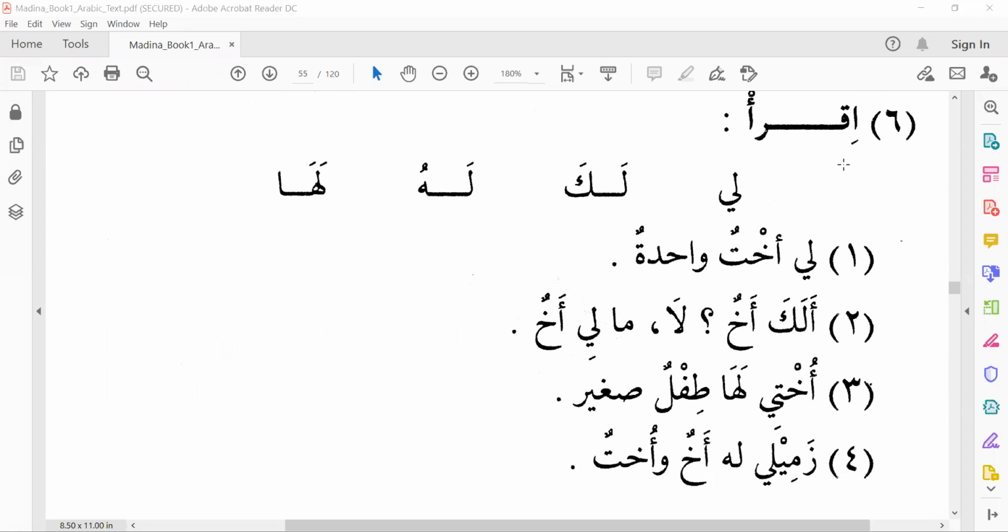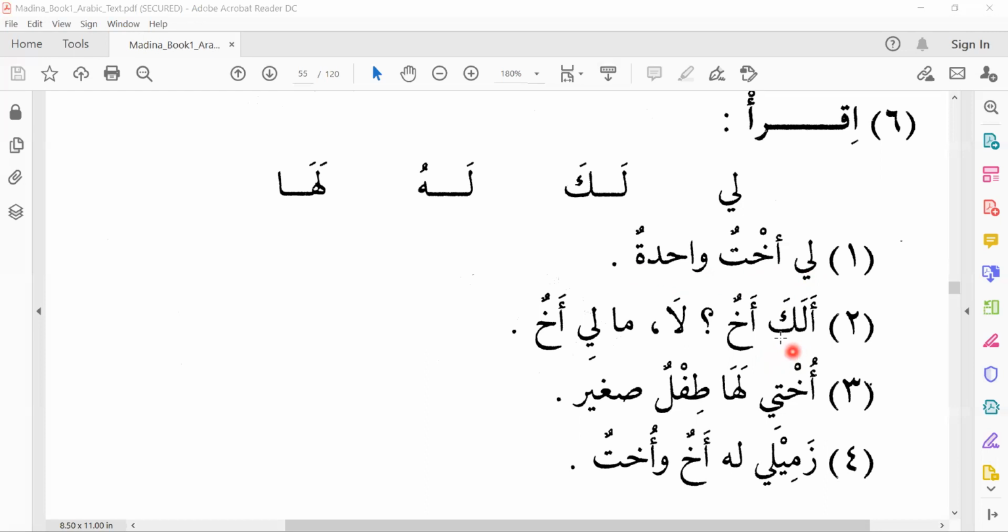Then the sixth exercise. Li, laka, lahu, laha. These four, right? We can say to me, or belongs to me, or I have. Li, you can give, depending on the place, I have, you have, he has, she has. Okay. Li ukhtun wahidatun. I have one sister.